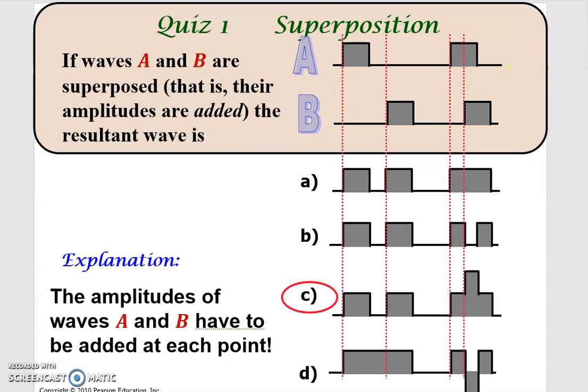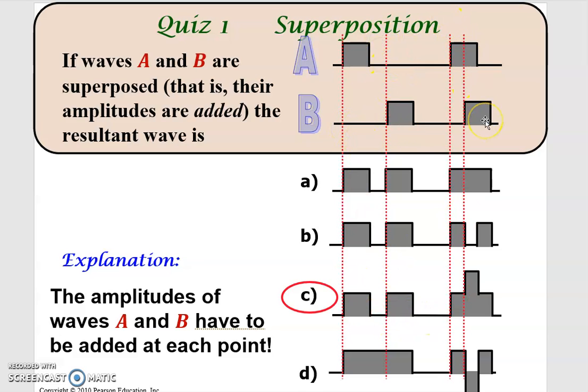So the answer is C. The best way to add the amplitude is that you can draw the dashed line like this. Apparently at this particular moment, there's still no overlapping between these two. So when you try to add amplitude, you simply add individually to the flat place here.